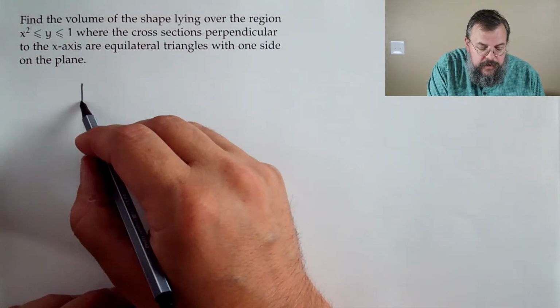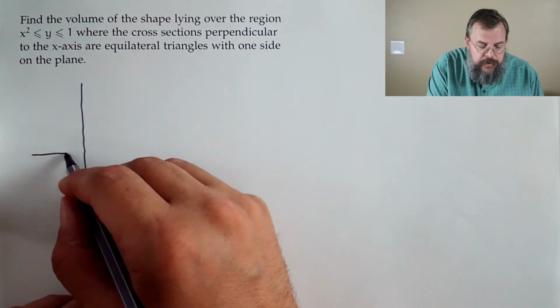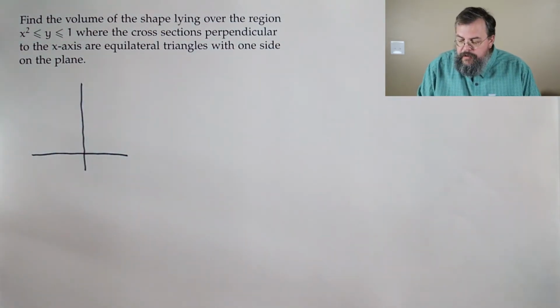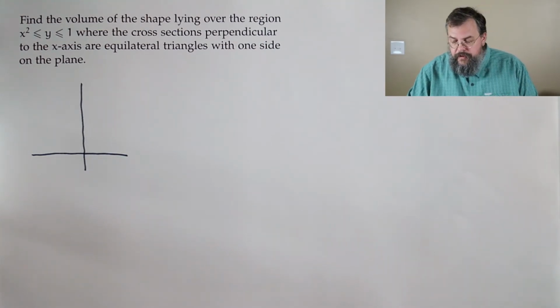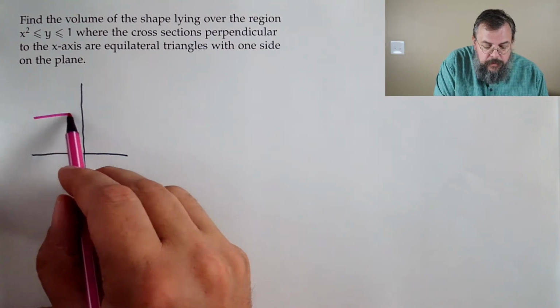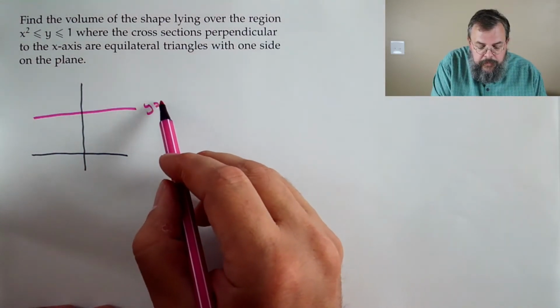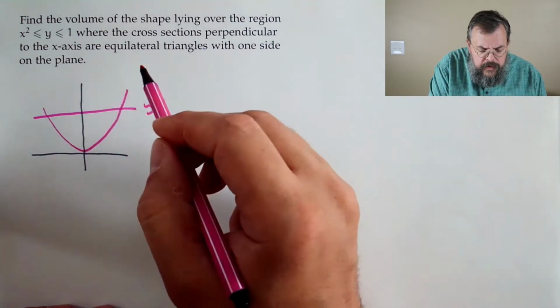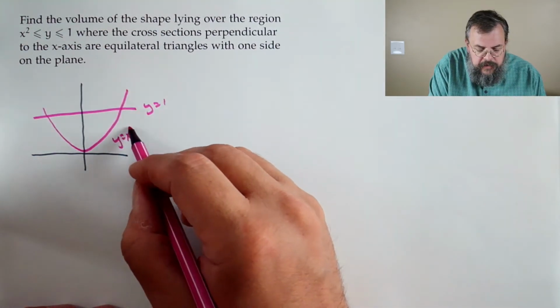So here we go. So we'll speed up through drawing the picture. What do we have? y equals 1, y equals x squared. We can do those. Those aren't so bad. All right, here's y equals 1, y equals x squared, and we have our shape.